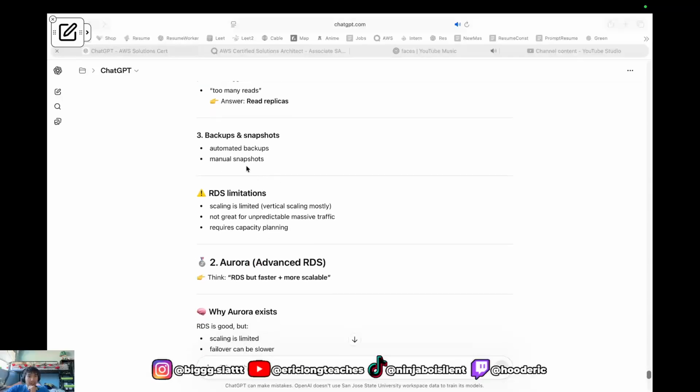Backups and snapshots: automated backups, manual snapshots. So I guess this is just in case your database fails, we have a backup of it. RDS limitations: scaling is limited, vertical scaling mostly. Not great for unpredictable massive traffic and requires capacity planning.